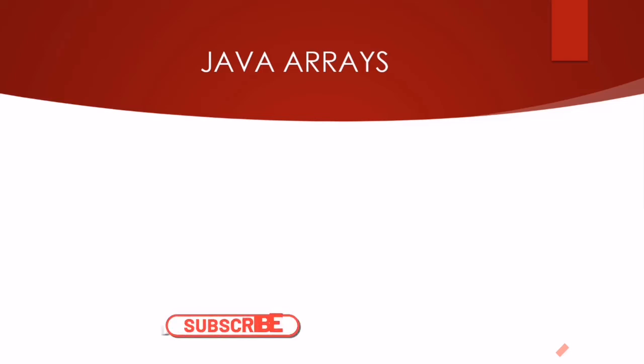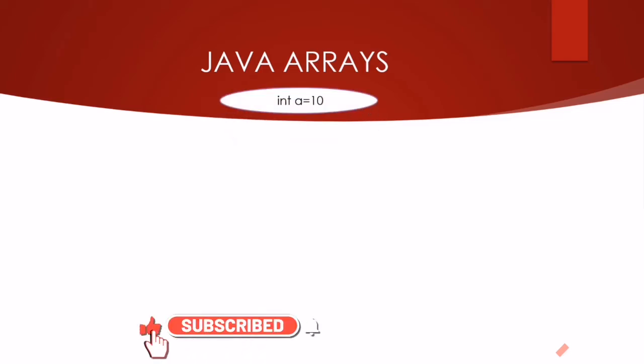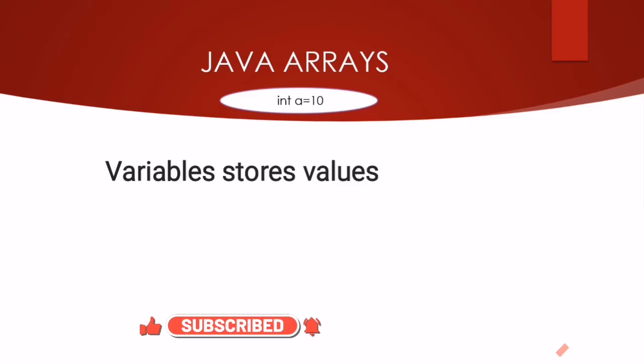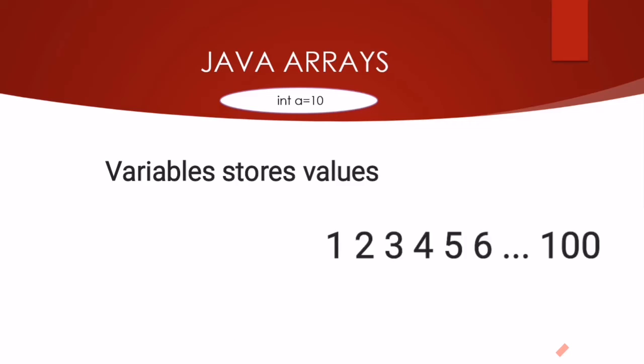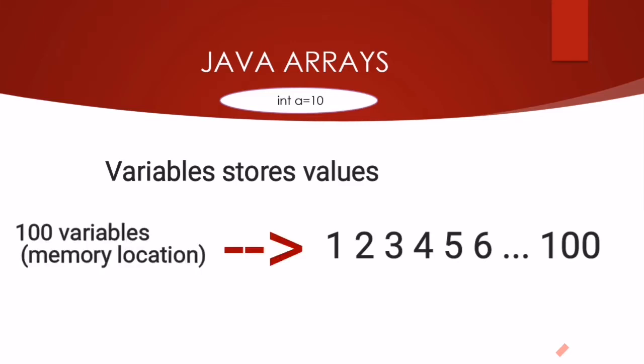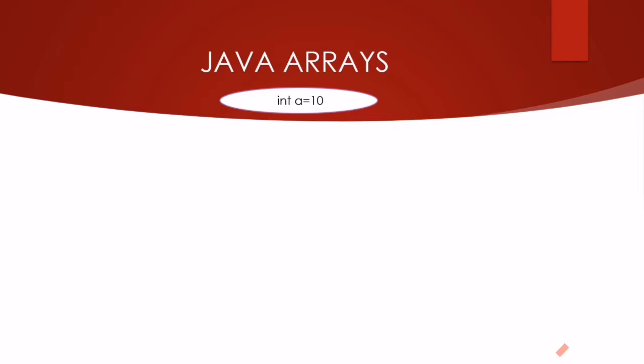Arrays in Java. We know values will be stored in memory locations called variables. Consider one scenario: if there are 100 values we want to store, then it requires 100 variables, that is nothing but 100 memory locations we need. So it will be a wastage of memory.